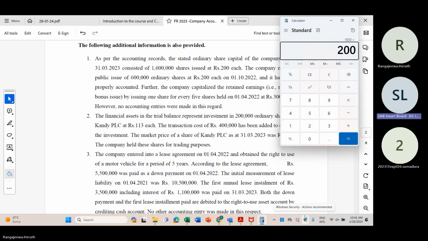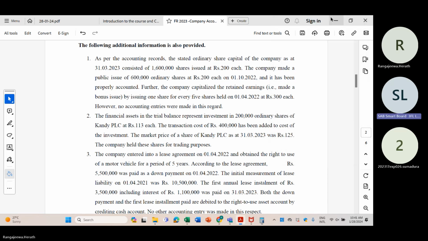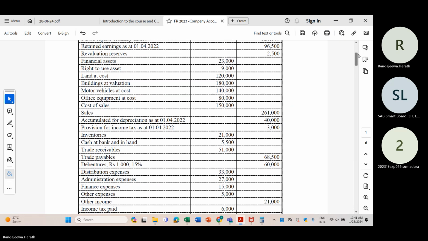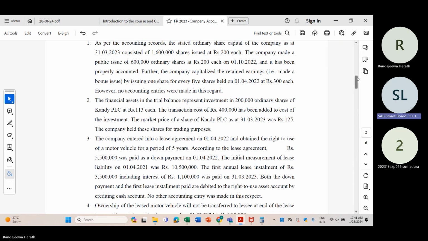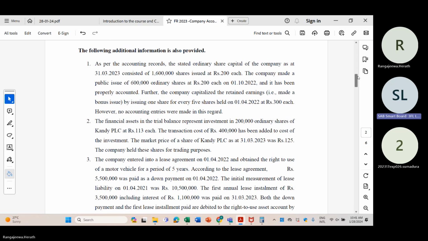1,600 into 200, 320,000. The share capital is 320,000. Okay. That is the year-end balance. The company made a public issue of 600,000 into 200 each, which is properly accounted, and capitalized the retained earnings, 1,485 shares at a price of 300 each. However, no accounting entries were made in this regard. In the statement of changes in equity balance, there are two share issues: the public issue and the reserve capitalization.